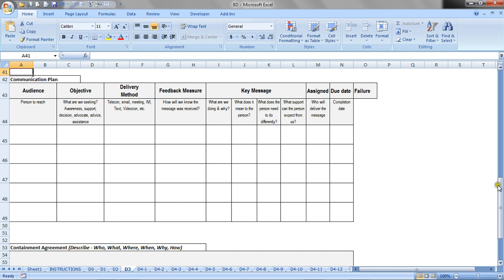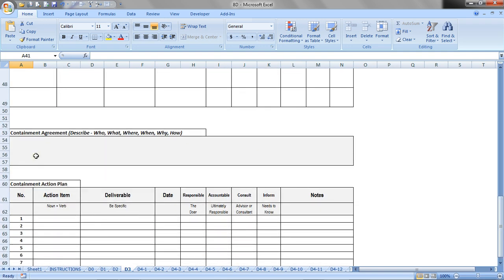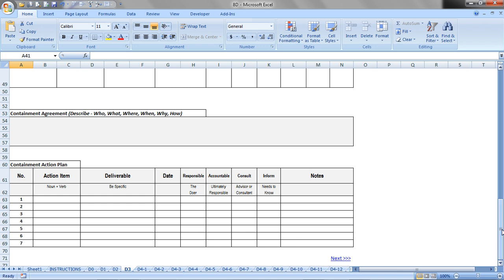Now, if I just scroll down just below the communication plan, you'll see here there's the containment agreement. So we need to describe the who, what, where, when, why, and how. And this is the containment agreement itself. And then just below it, we see the containment action plan. And so here's my noun-verb. So here's the action that I'm going to take. Here's the deliverable. What will that action result in? What is the date? When will it take place? Okay, who's responsible? Who's actually going to do it? Who is ultimately responsible for making sure it gets done? Is there anybody that needs to be consulted? And anybody that needs to be informed? And then the notes, any notes that are relevant to the action itself. So this is the containment action plan.